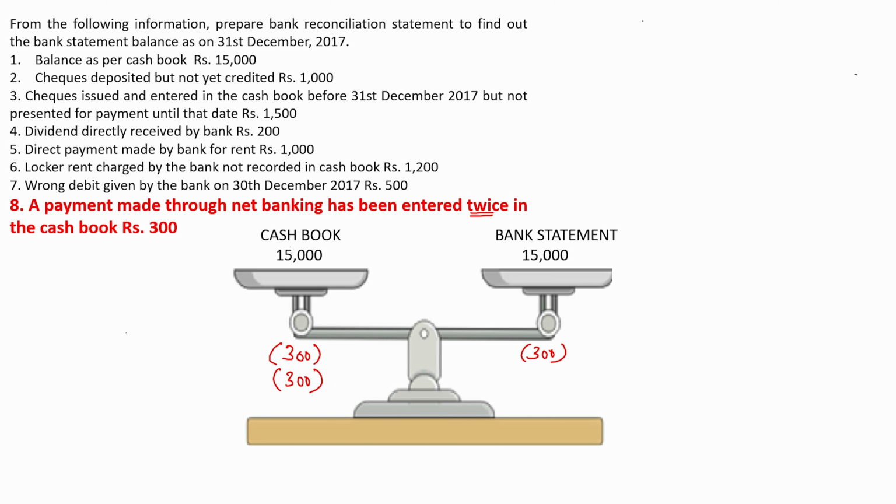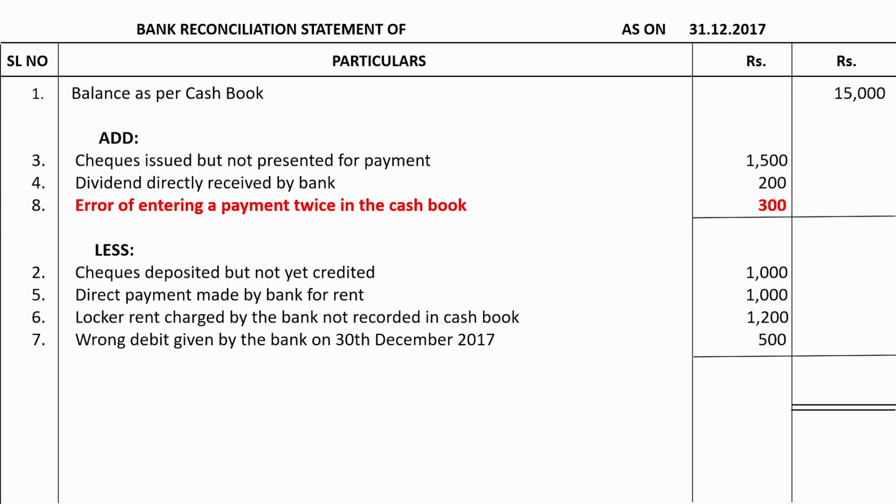So due to this, the cash book shows a balance of 14,400, whereas in the bank statement, it is 14,700. To make this equal, 300 rupees will be shown as an addition to the cash book balance in the bank reconciliation statement. Error of entering a payment twice in the cash book, 300, is shown as an addition.